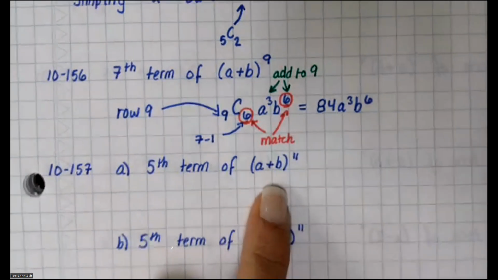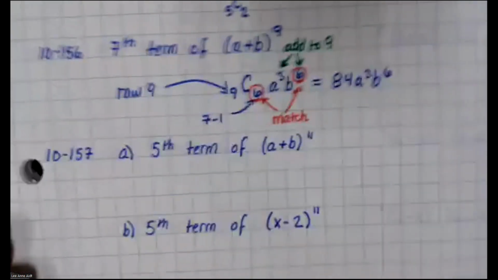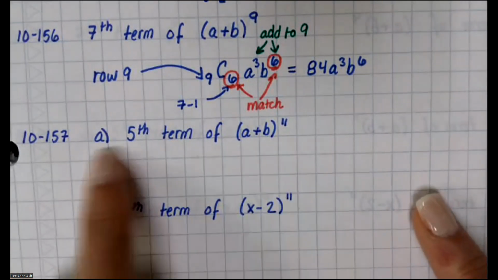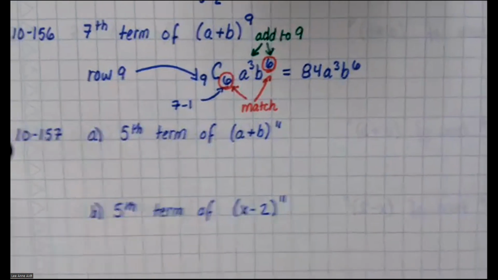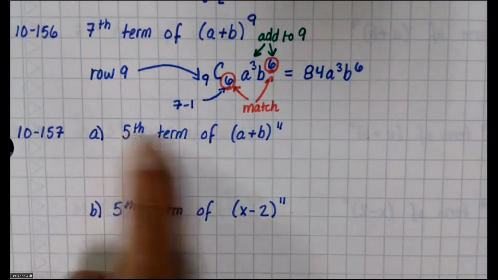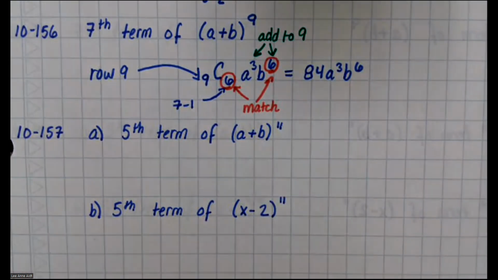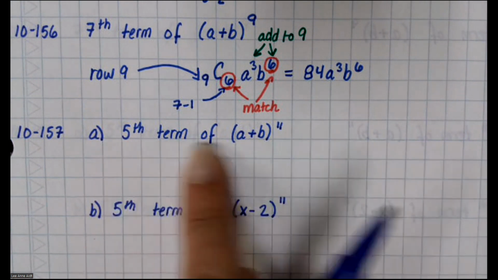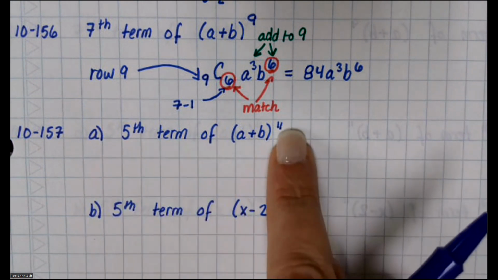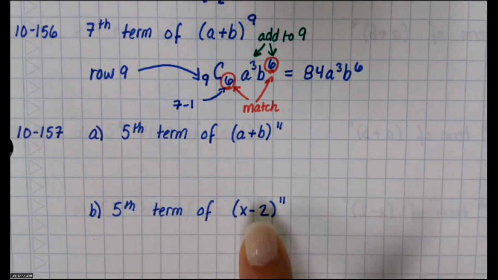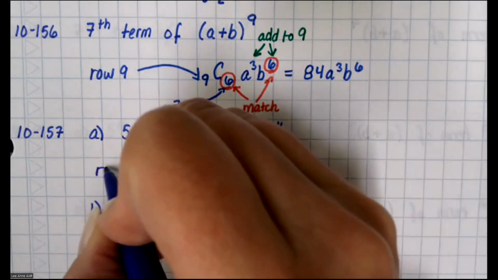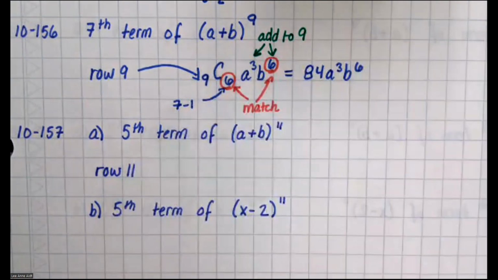Fifth term. All right, everybody, this is where we're gonna make sure that you understood what we were doing in number 156. Okay, we want the fifth term of a plus b to the 11. Let's go really slow. What row are we in this problem? 11. That's an 11. Yeah, my bad, not yours. Okay, row 11.